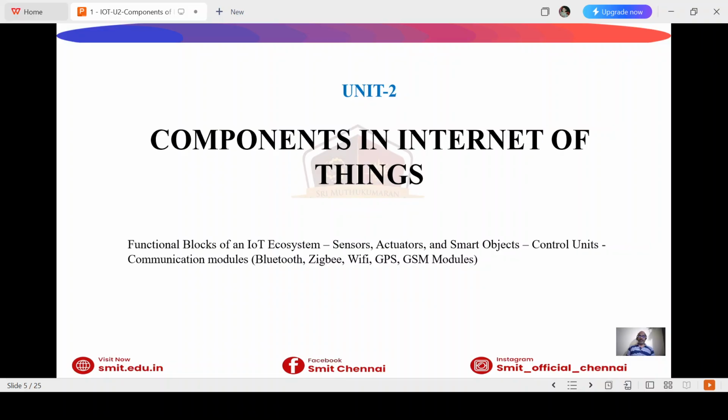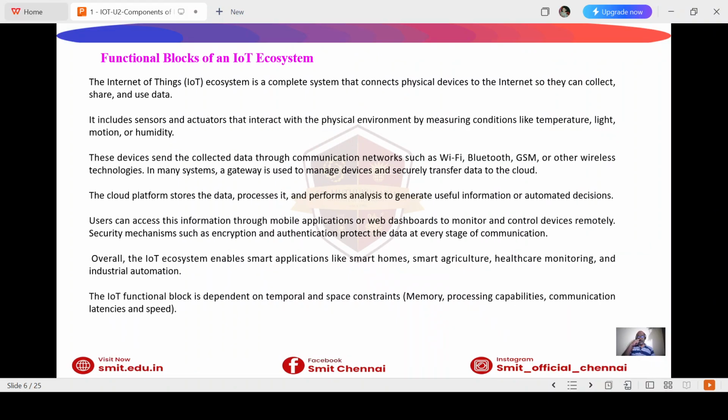Now we are going to see the things one by one. Let's start with the functional blocks of an IoT ecosystem. So we all know what IoT is, Internet of Things. What ecosystem means is how this IoT is going to work as a system. What are the components needed to make this IoT a fruitful one? That's what these functional blocks are. What are the basic blocks of this system?